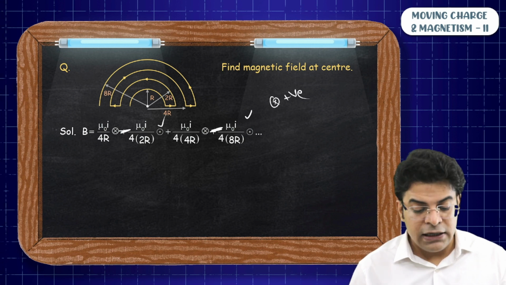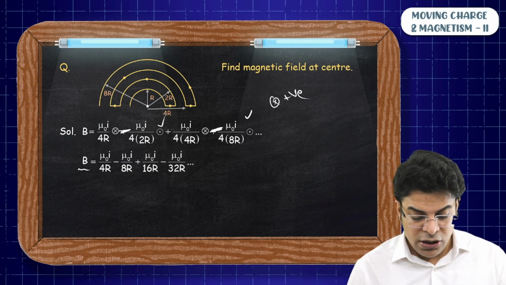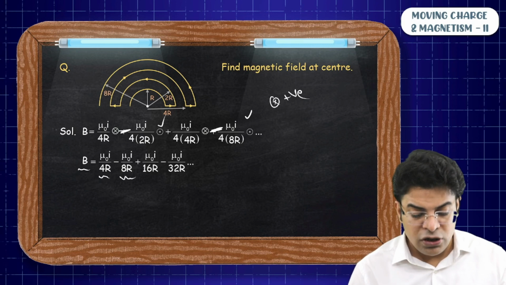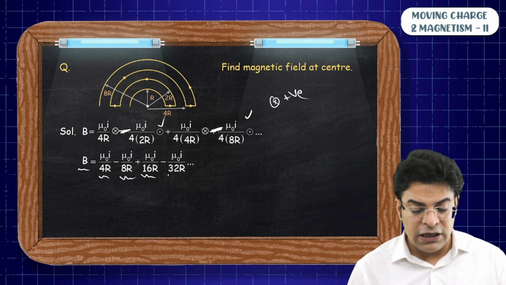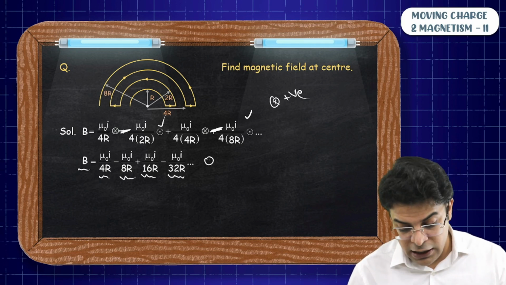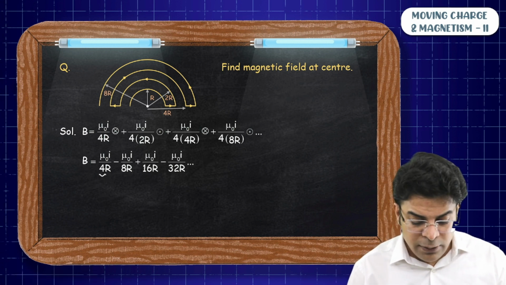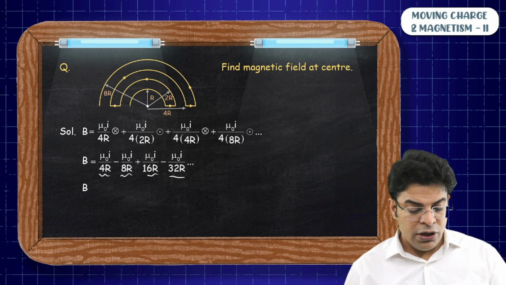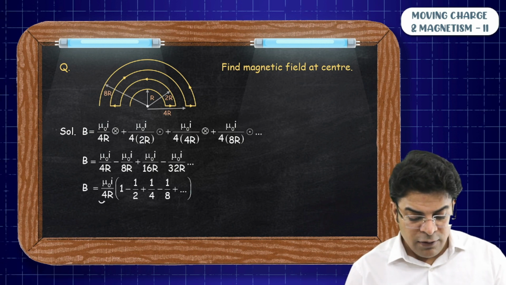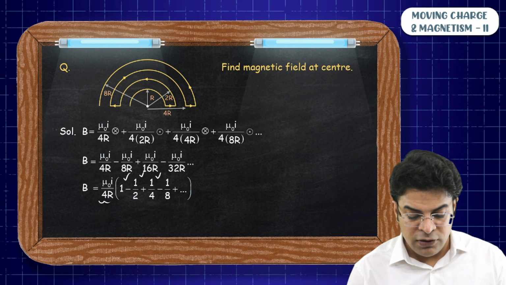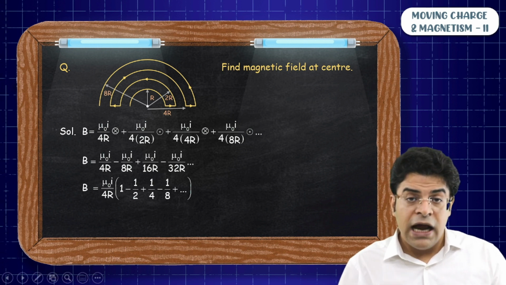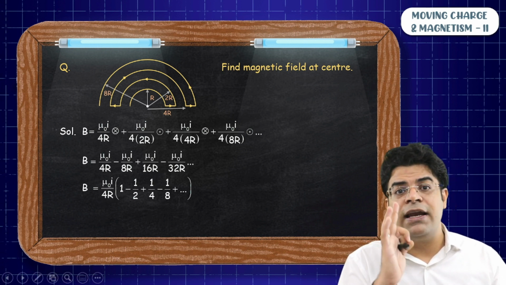So I will get the net magnetic field strength to be mu naught I by 4r minus mu naught I by 8r plus mu naught I by 16r minus mu naught I by 32r inwards, because I have taken the inward direction as positive. Now if you take mu naught I by 4r common, what you get is mu naught I by 4r times (1 minus 1/2 plus 1/4 minus 1/8 and so on). And you should know the sum of an infinite GP.